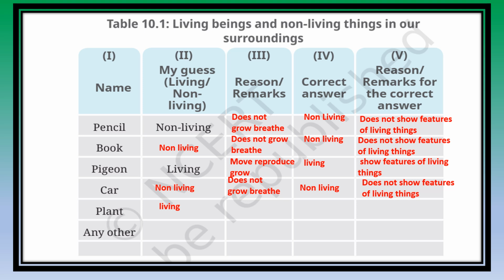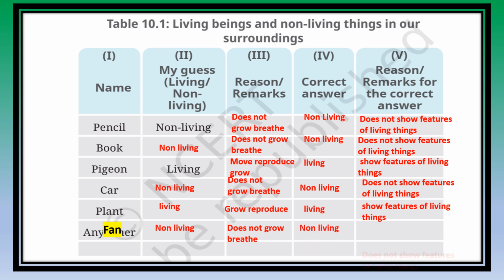Plant is a living thing. Reason, it grows and reproduces also, that is why it is a living thing and it shows the features of living thing. Then any other, maybe I have taken fan. Okay, you can take any other thing also, whatever you like. It can be living or non-living, it is up to you. The fan is non-living because it does not grow and breathe. It is non-living and it does not show the features of living thing. So this way you have to fill this table. How? By writing living things and non-living things which you see in your surrounding.